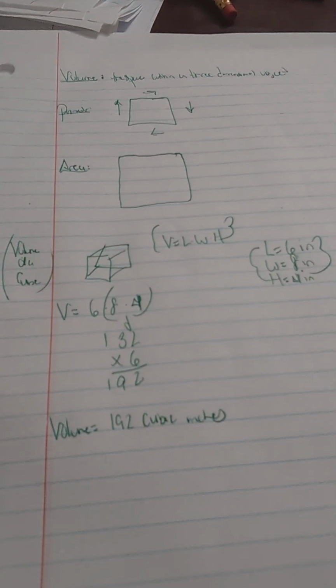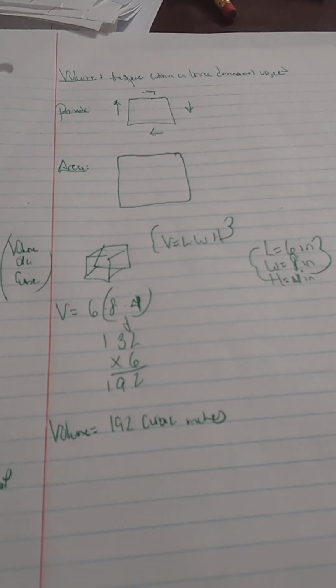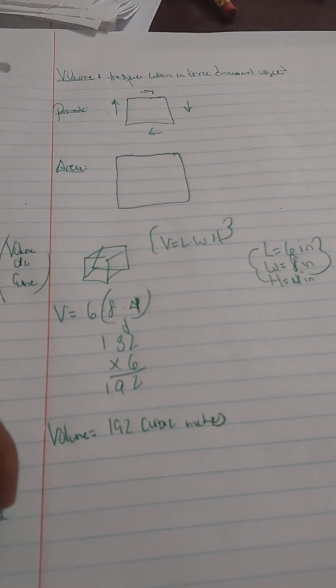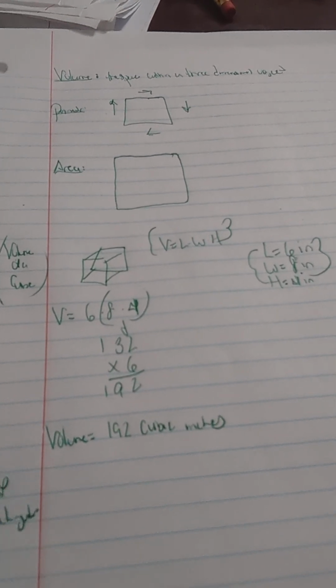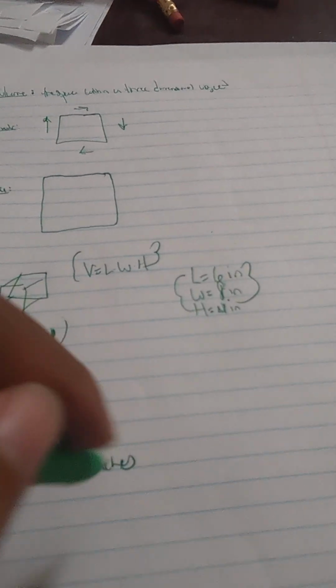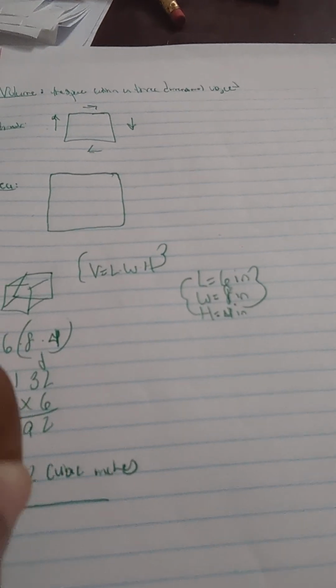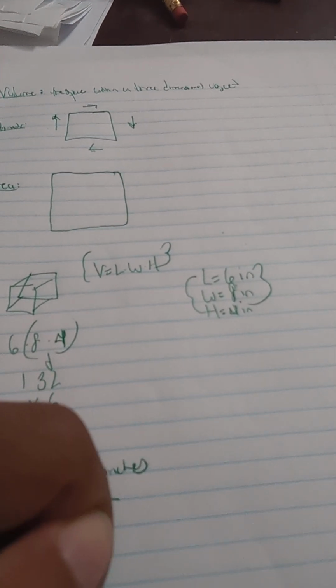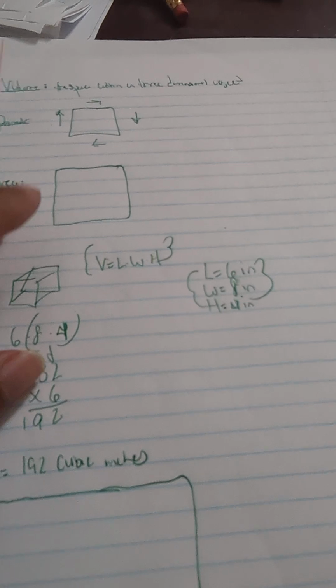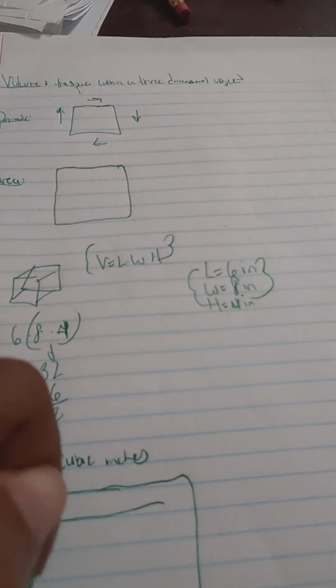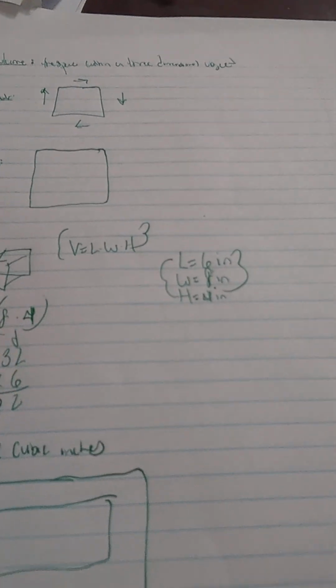The volume of a rectangular prism, which looks something like this, more or less, is also the length times the width times the height, okay?